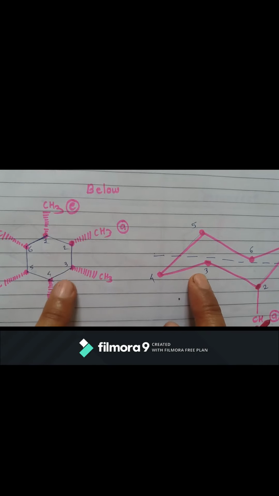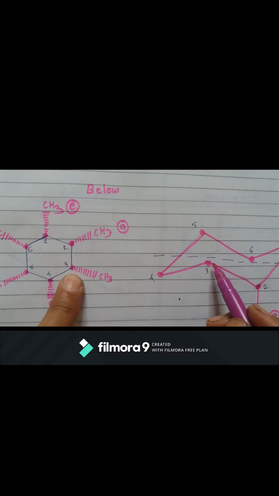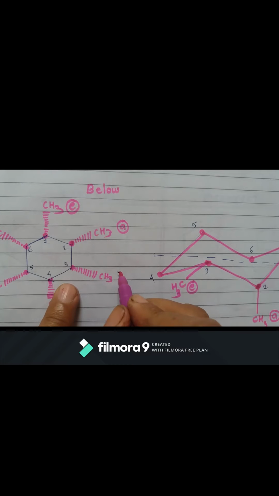Now we will go for third one. Okay, so third one below the plane. So as we cannot draw axial, it will appear as above the plane. So the other option is we have to draw this one equatorial, CH3. So this becomes equatorial. So right here this one becomes equatorial.